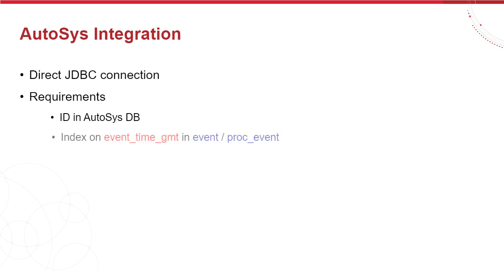A non-clustered, non-unique index is required on the column event_time_GMT, in either the event or proc_event table for all AutoSys databases which AAI speaks to. The AutoSys client has to be installed on the AAI host. Unlike many other integrations, AutoSys requires no framework or specific TLS setup. Encryption and authentication are provided natively by the database itself.